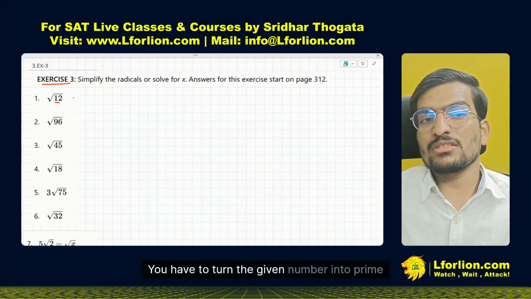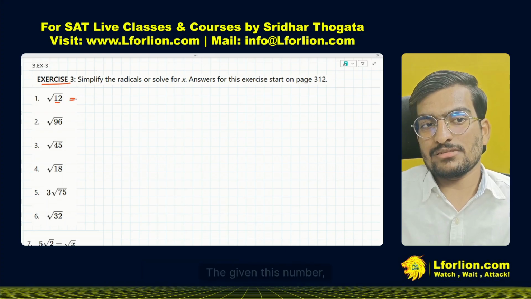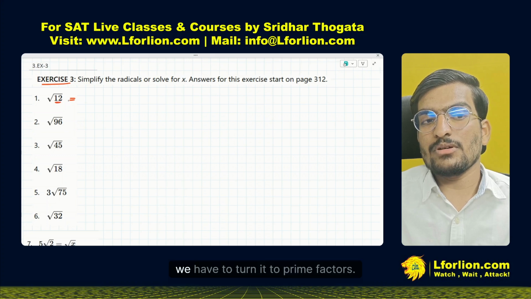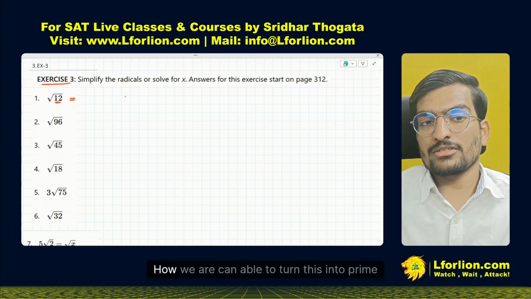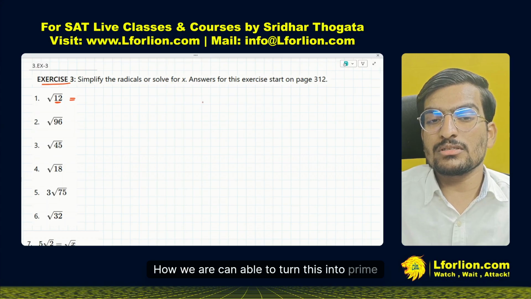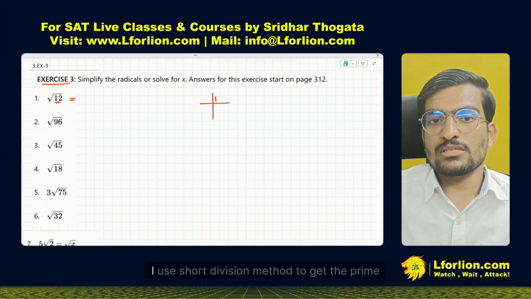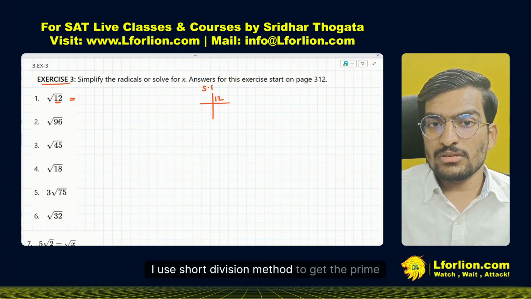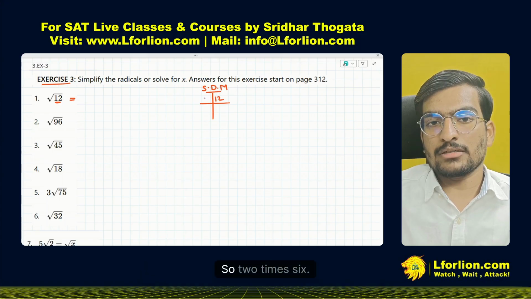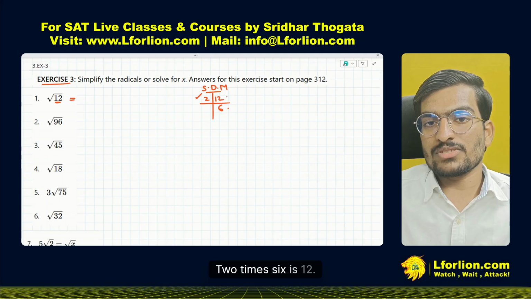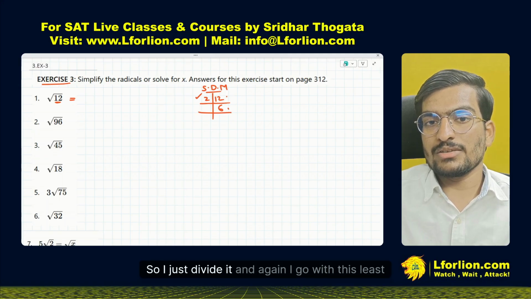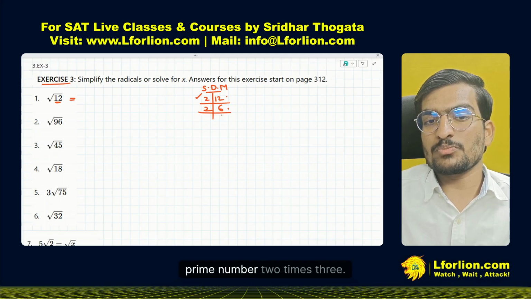You have to turn the given number into prime factors. How are we able to turn this into prime factors? So let's see. I use the division method to get the prime factors. So 2 times 6, I start with the least prime number 2. 2 times 6 is 12. So I just divide it, and again I go with the least prime number, 2 times 3.